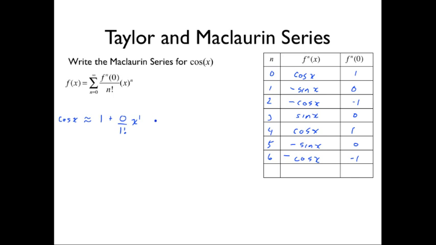And then what we have is minus 1 over 2 factorial x squared. And then we're going to have another 0 over 3 factorial x cubed. And then what's the next one going to be? And we have the 4th power. Plus 1 over 4 factorial x to the 4th. And then we'll have another 0 term. What will the next term be that's non-zero? Minus 1 over 6 factorial x to the 6th.